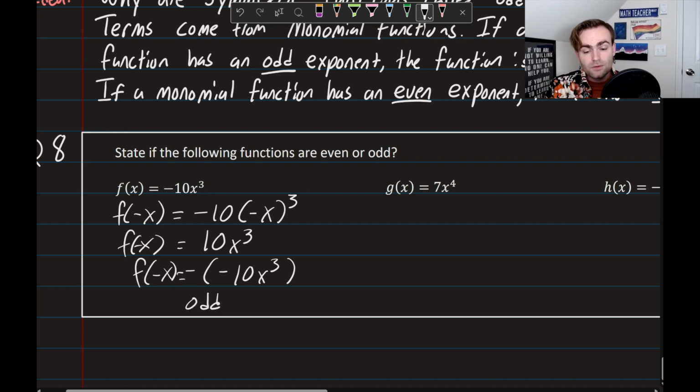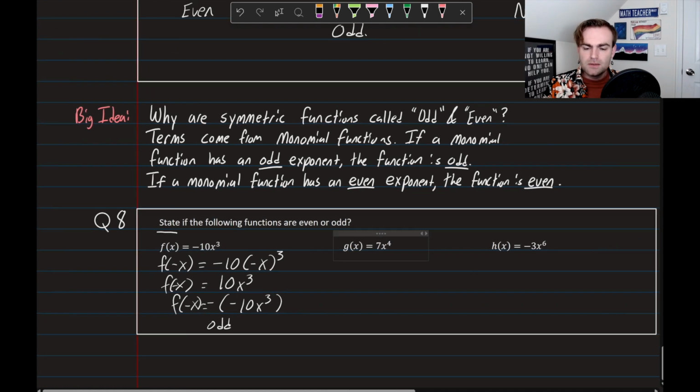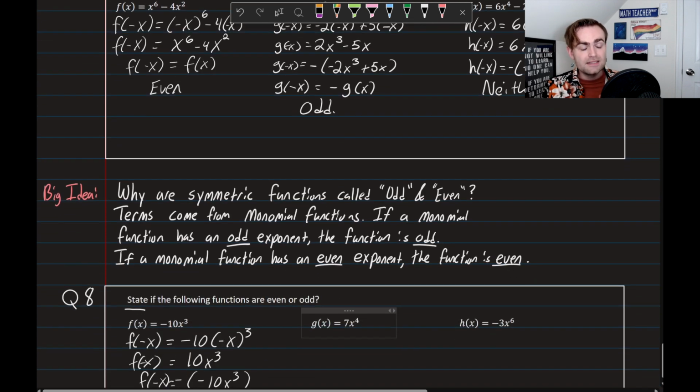Now, look at the verbiage here. Look at what the question is asking you. It says state, compared to show analytically. Show analytically has a higher requirement of you than state. State just tells me, is it this or this? It really doesn't need a justification. Showing analytically does, because the show means that your justification is actually part of your answer.